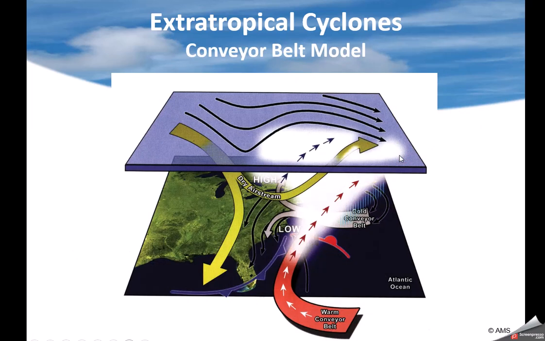There's another look at this called the conveyor belt model. It was invented by Dr. Toby Carlson a little while back. Here you're tracking warm, moist air as a conveyor belt, dry air conveyor, or cold air conveyor.